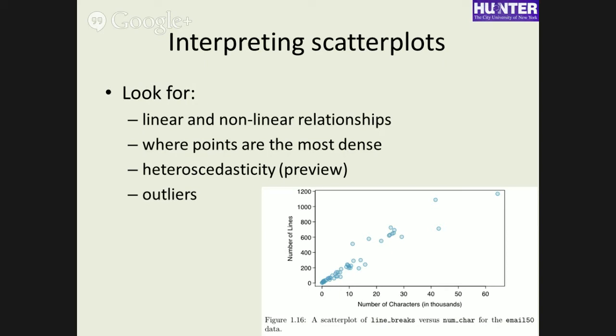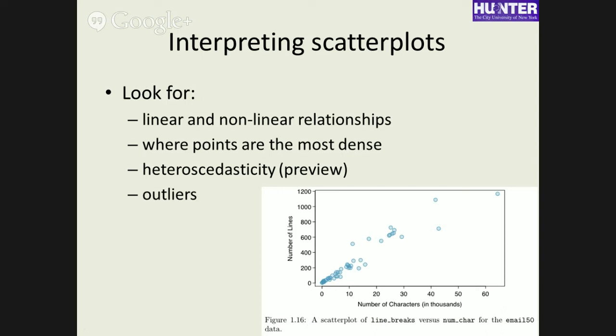Heteroskedasticity becomes important later in the course when we learn about t-tests. But all it means is that the variability of your data is the same throughout the range. So if you look at this, you see that there's not much variability here and quite a bit more up here. So you would say that this is heteroskedastic. It's not homoskedastic, which would mean that this variability is the same throughout the range. So that's just a preview.